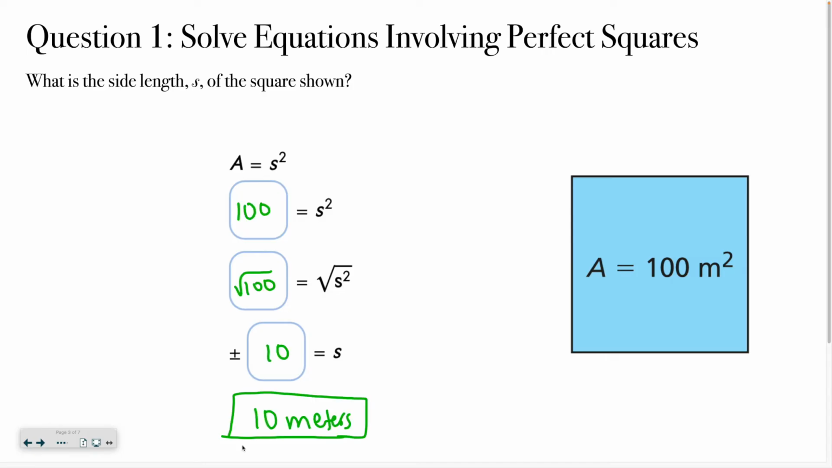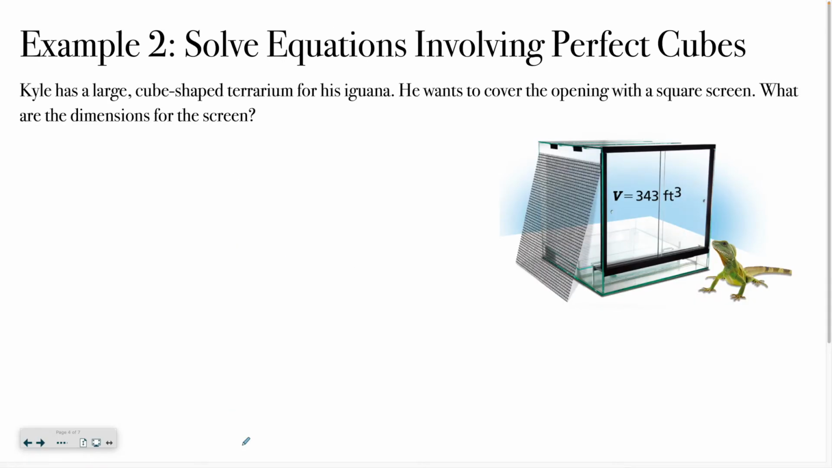All right, for this problem, hopefully your work looks something like what is shown on the screen and your final answer was 10 meters. If not, please be sure to reach out for some help. I'm happy to help you. Let's move on to example 2.